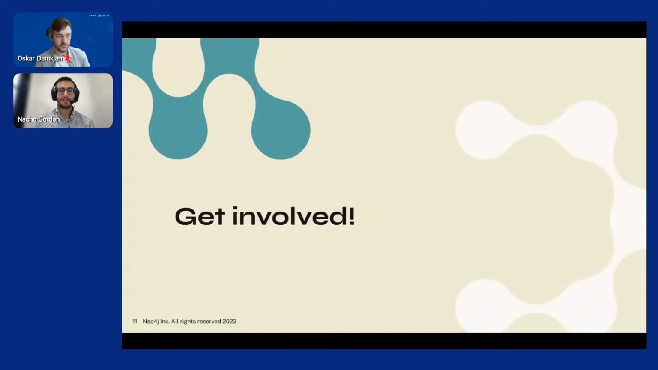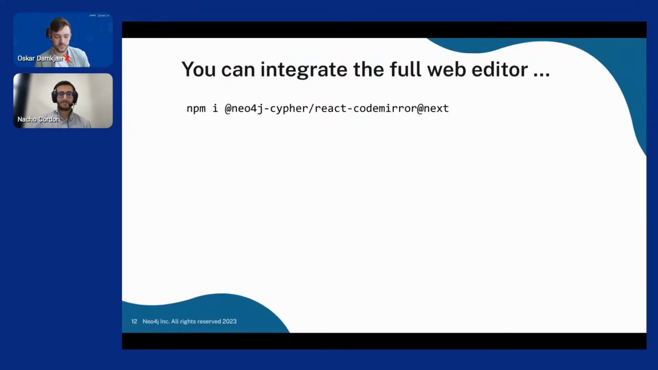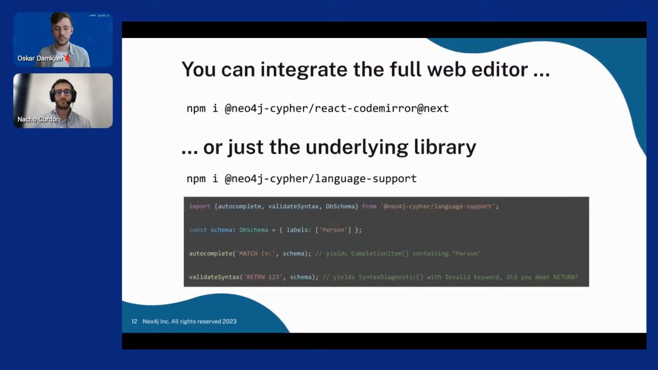So this is probably the most important part of the presentation, how you can get involved. You can either integrate this editor in your web application by downloading the package in NPM. I'll stress this is an alpha version, so there are no assurances on how stable the APIs are for any of the packages that I'm going to mention, but you can start trying it out. So React Code Mirror for the Code Mirror editor that you can integrate into your web app.